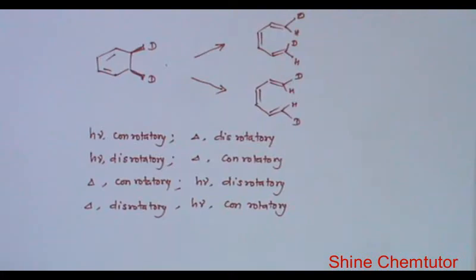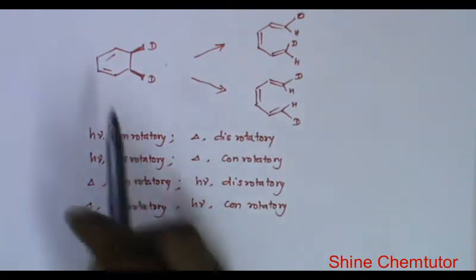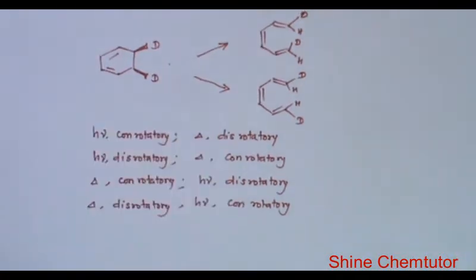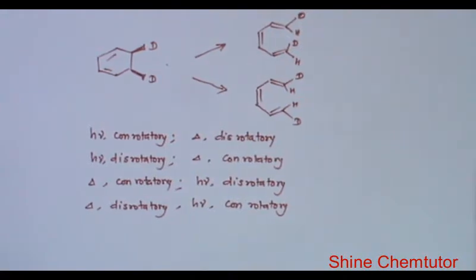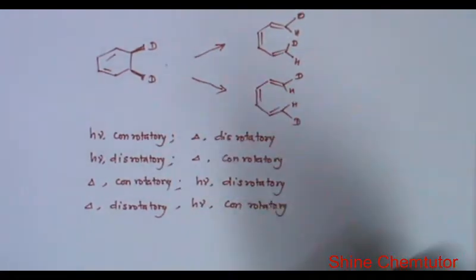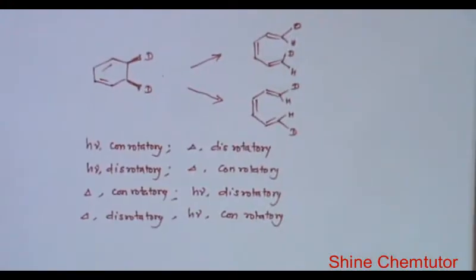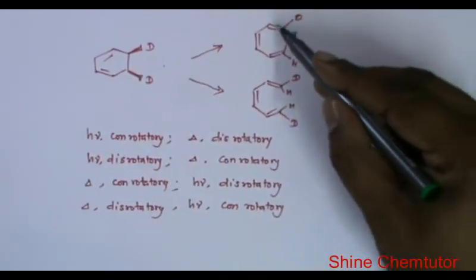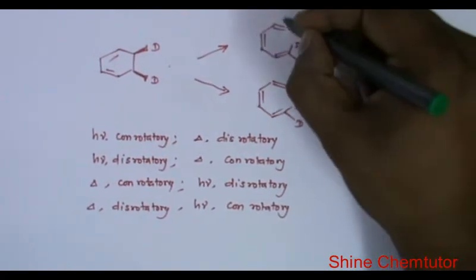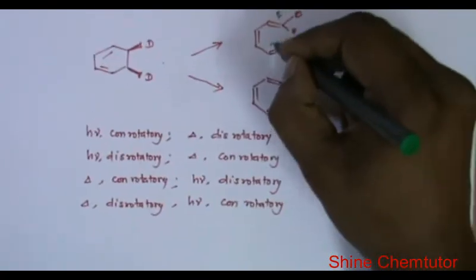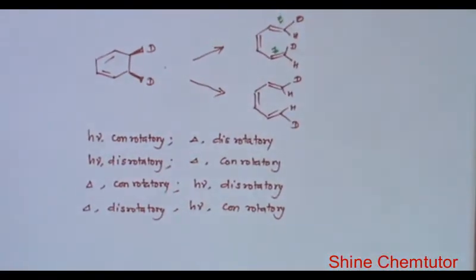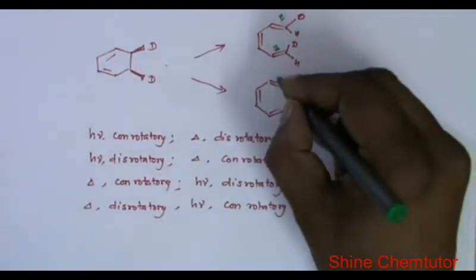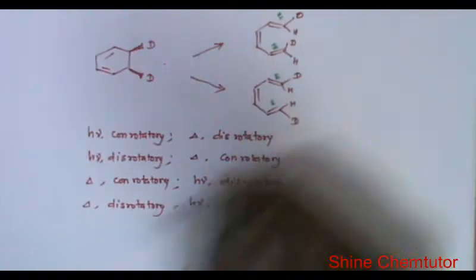In this video, we are going to solve a problem on electrocyclic ring opening. The problem is this diene undergoes electrocyclic ring opening to give two different products. The first one: this olefin is E olefin, this olefin is Z olefin. The second one: both are E olefin.